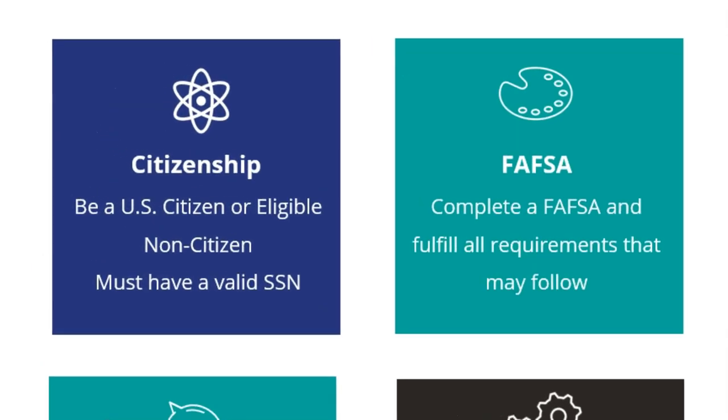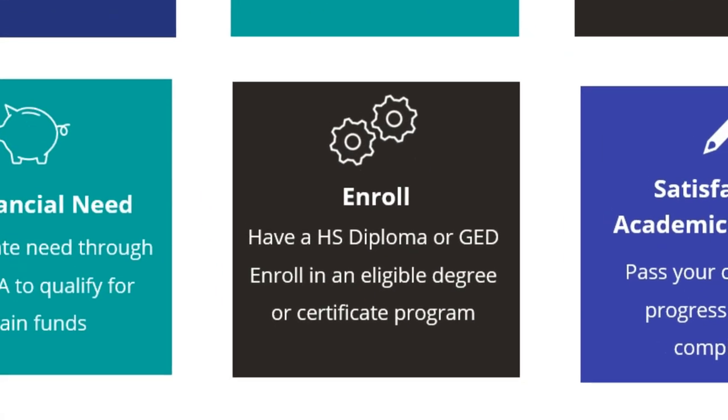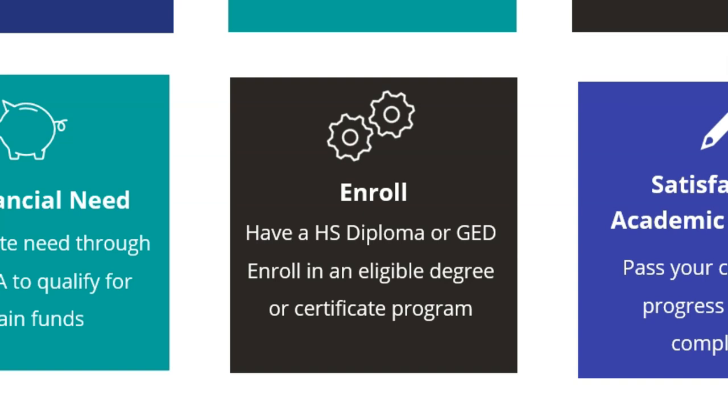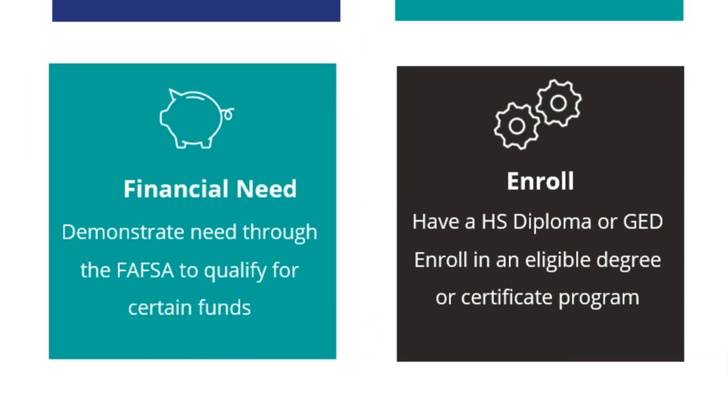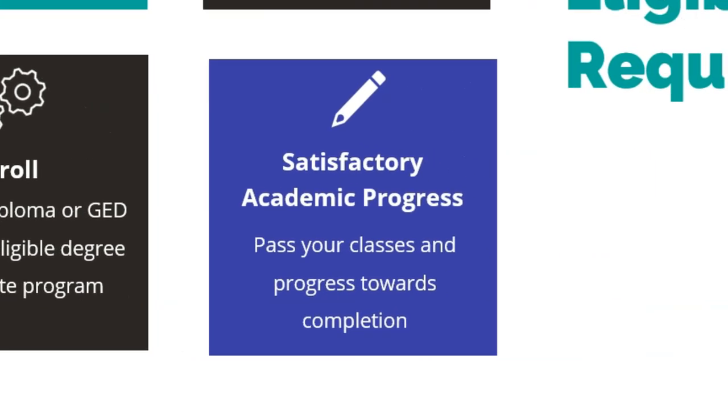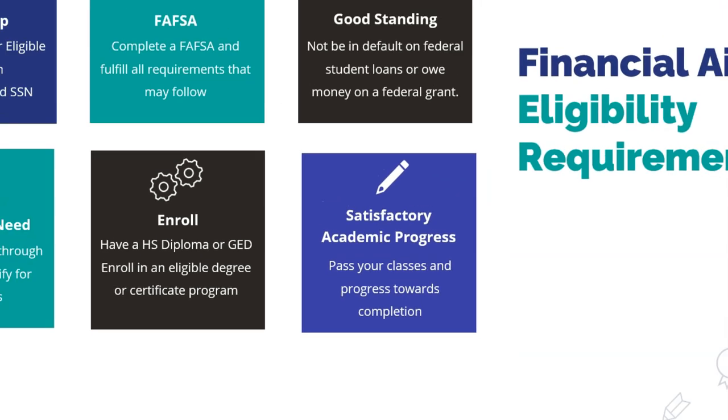In order to complete a FAFSA, you have to be either a U.S. citizen or an eligible non-citizen with a valid Social Security number. You also have to have completed a high school diploma or GED in an eligible degree or certificate program. Students need to be in good standing, not in default on their federal loans or owe any money on a federal grant. You also must demonstrate financial need and be within good satisfactory academic progress.